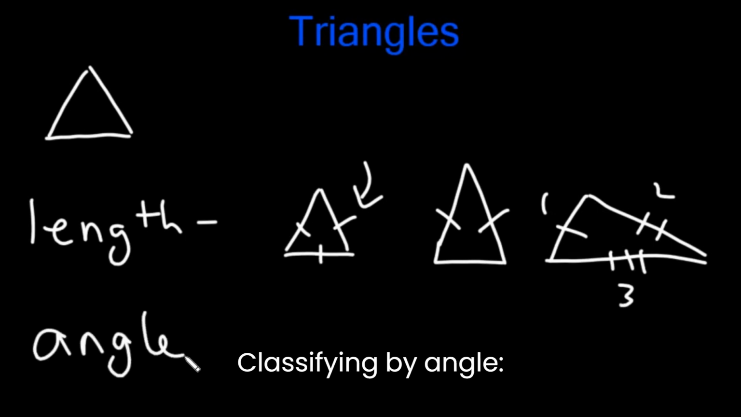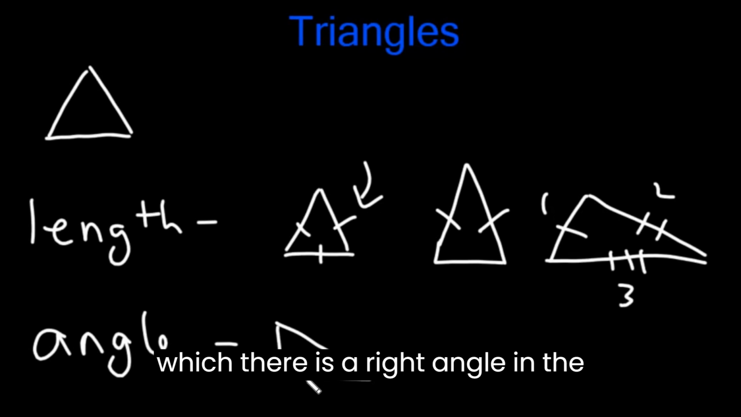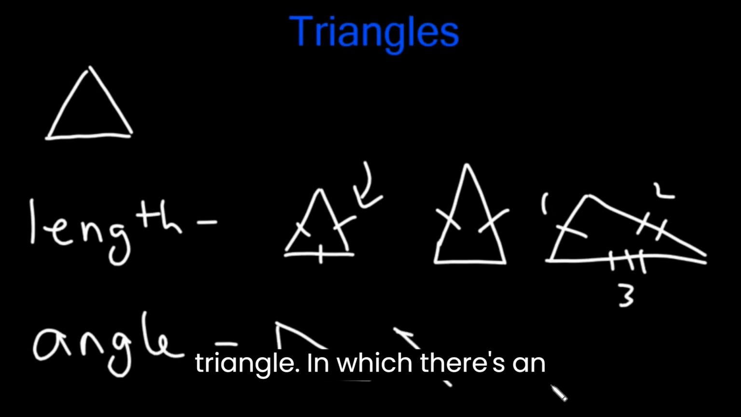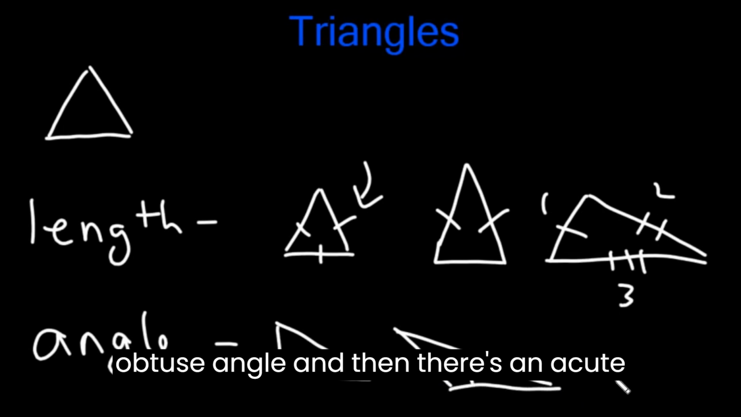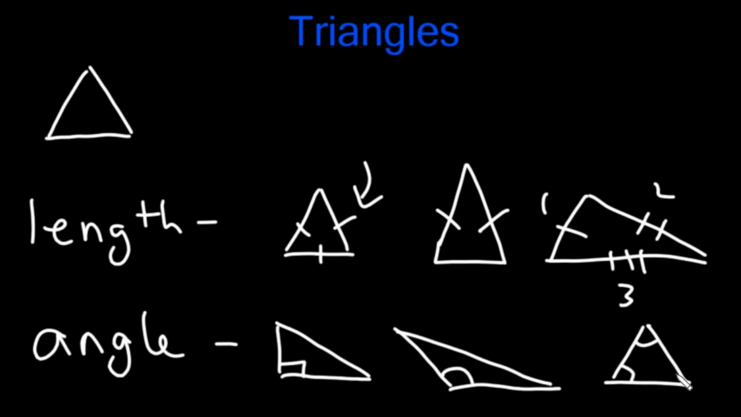Classifying by angle, there's a right triangle in which there's a right angle in the triangle. Then there's an obtuse triangle in which there's an obtuse angle. And then there's an acute triangle in which all the angles are acute angles.